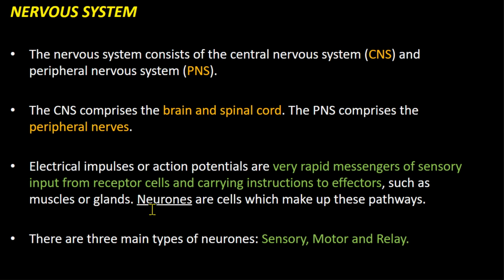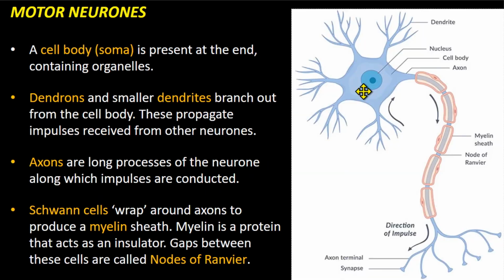Neurons are cells which make up these pathways. So there are three types of neurons: sensory, motor, and relay or interneurons. Relay neurons connect sensory to motor neurons. On the diagram here we have a motor neuron. At the end we have the cell body or the soma. These contain organelles such as the nucleus or mitochondria. Branching out from these are the dendrons and very small dendrites. These branch out from the cell body and they propagate impulses received from other neurons. You could think of them as connection points.